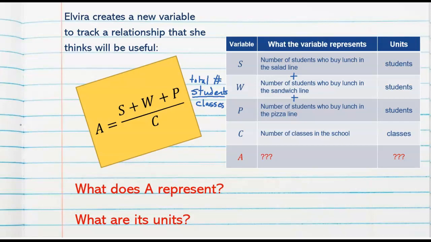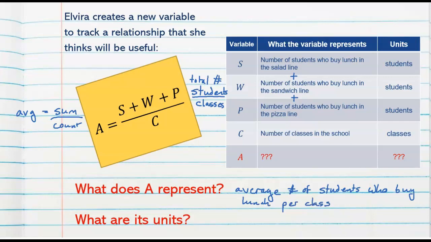So you might recognize this from what we just talked about as an average. This is a sum over a count. We summed the number of students, we added all the students together, and then we counted the number of classes. This is an average number of students who buy lunch per class. We say per class because that is what was on the bottom of our fraction. The average number of students who buy lunch per class.